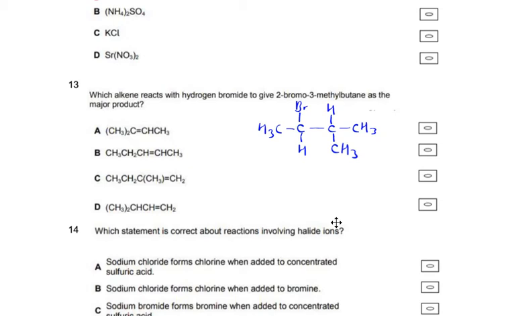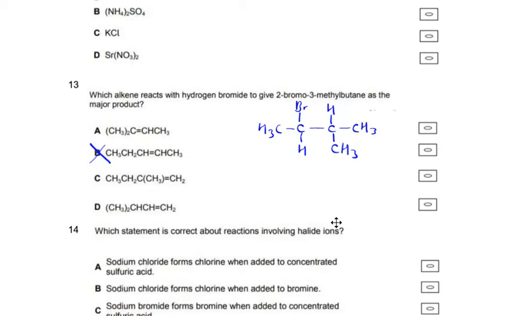2-bromo-3-methyl-butane. As you can see, the main carbon chain is branched in this molecule. This means that it must have been formed from a branched alkene. That means that you can rule out molecule B immediately. Molecule B is a straight chain alkene, so can't form the desired product.